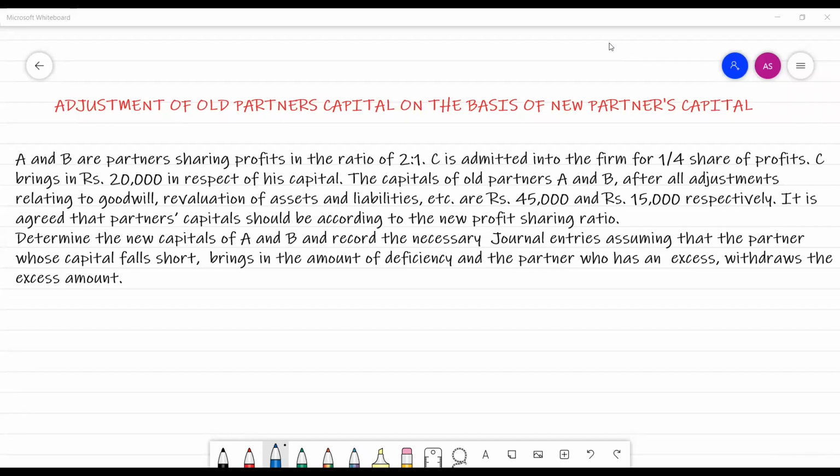Good morning, students. Today we will discuss adjustment of capital. Here the adjustment of capital is done on the basis of new partner's capital and on the basis of old partner's capital. First, we will discuss adjustment of old partners' capital on the basis of new partner's capital. The question here is related to this topic.